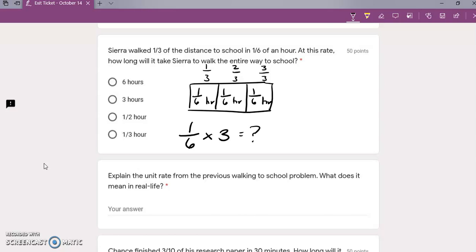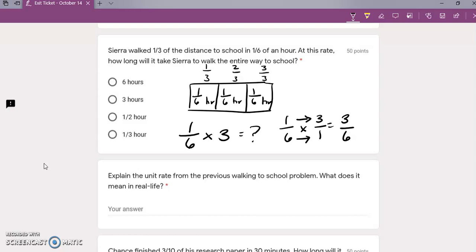So again, I can't multiply straight away. I have to make it a fraction. So I can say, okay, it's going to be 1/6 times 3/1. And then I multiply straight across. 1 times 3 is 3. 6 times 1 is 6. And this would be my answer.